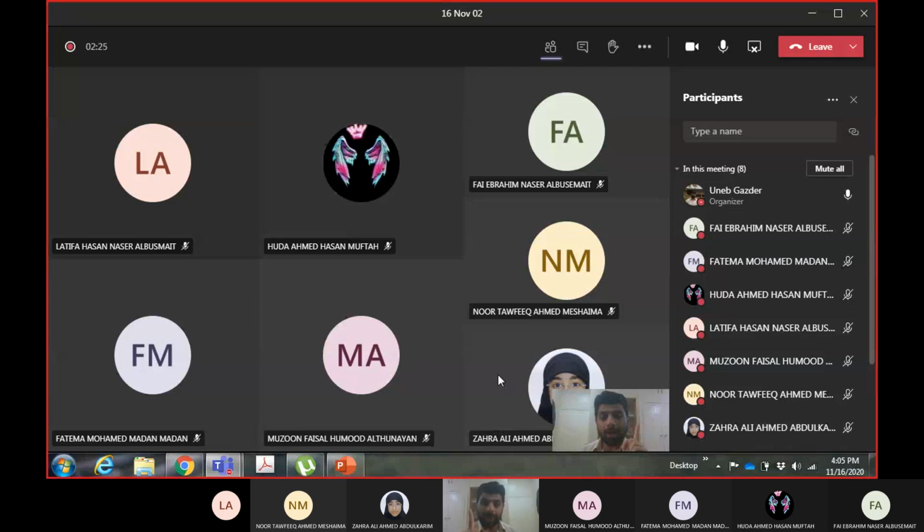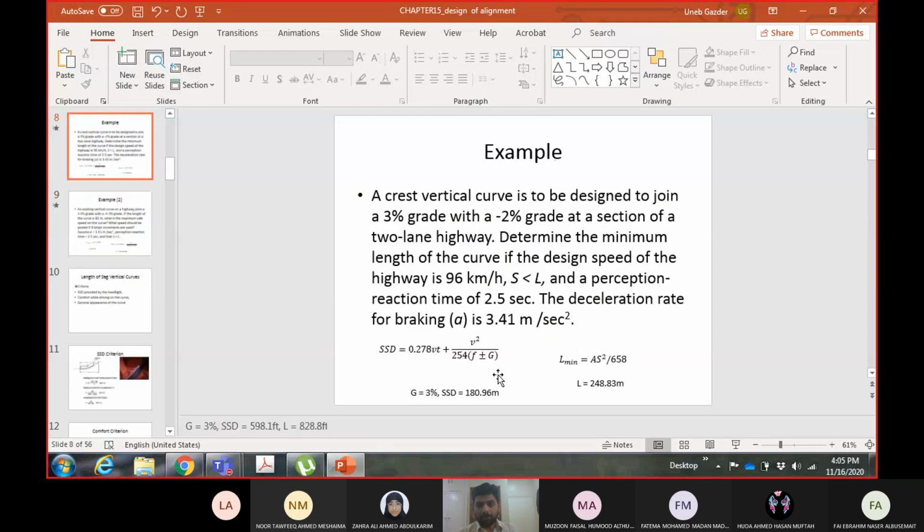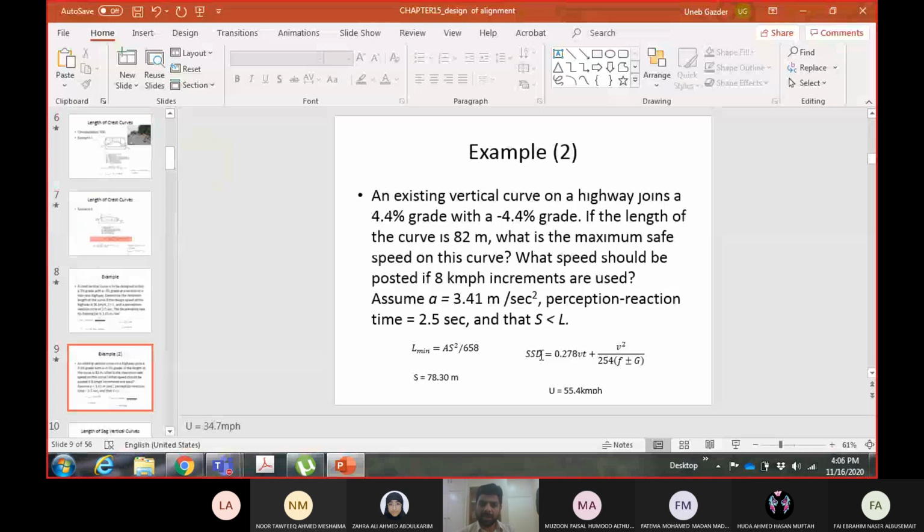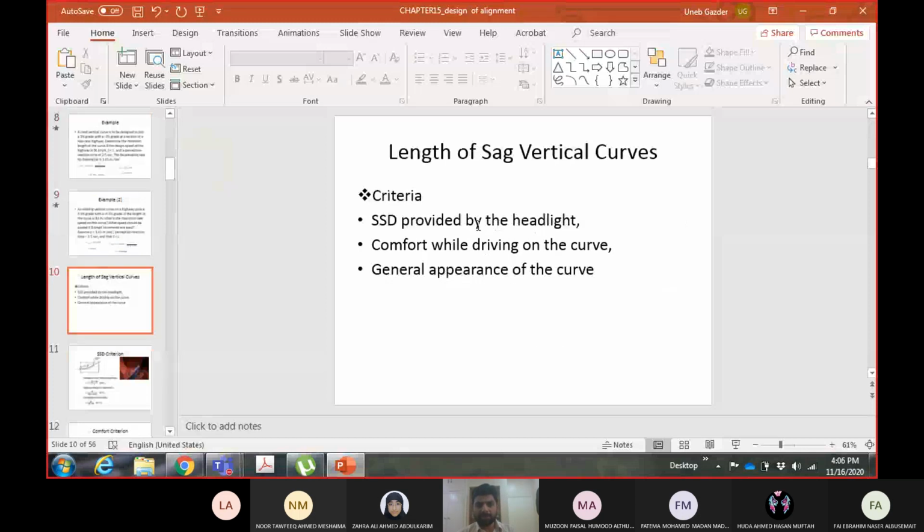Sight distance is one criteria, and that criteria has two scenarios, either S is less than L or S is greater than L. But in both the cases, we are just changing the condition. It is still sight distance criteria. For sag curve, we have three criteria: stopping sight distance, comfort, and general appearance. So you have to satisfy all the three criteria when you are designing the sag vertical curve.